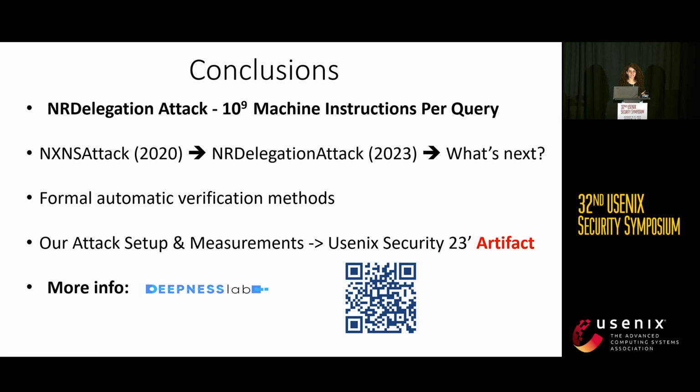One last thing I wanted to show you is that our setup and measurements were accepted as a USENIX Security artifact. And actually, you can test whatever you want on the DNS system in our setup, because it allows you to test the whole DNS protocol in a closed environment. That's why we could test our attack without hurting the actual DNS system in the real world.